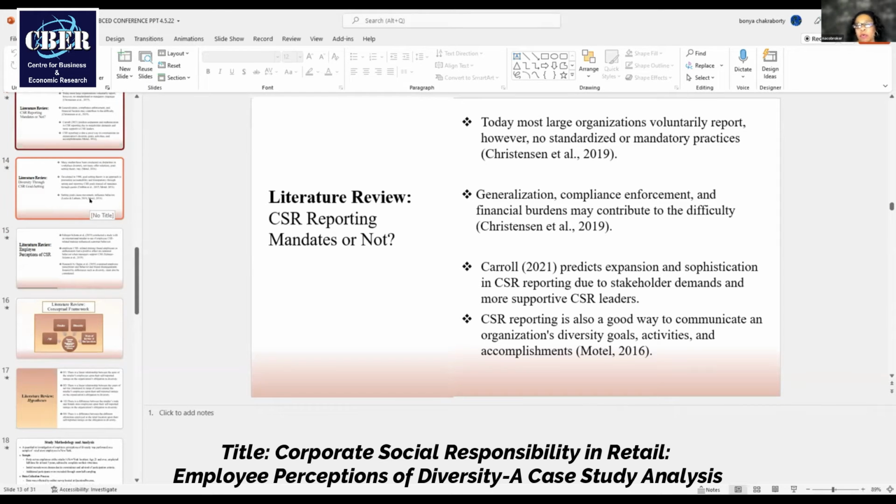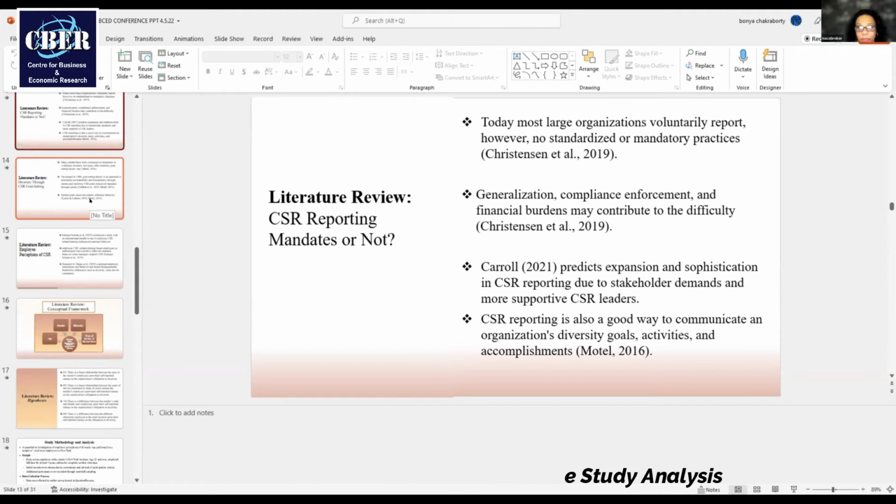Today, most large organizations voluntarily report on their corporate social responsibility activities. However, there are no mandatory practices, and there's nothing standardized. Constraints exist in compliance enforcement, standardization, and also, especially with smaller companies, it may create a financial burden.